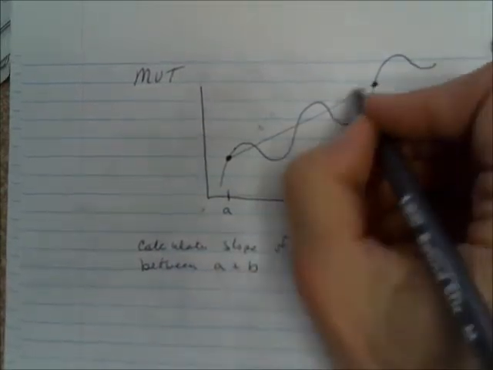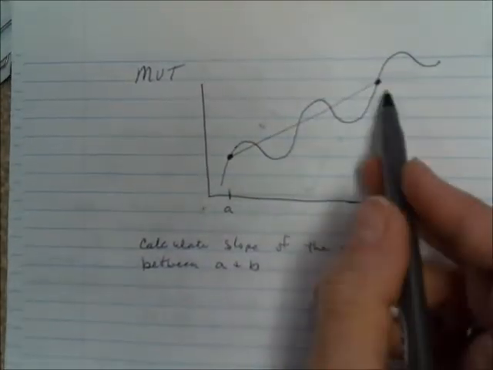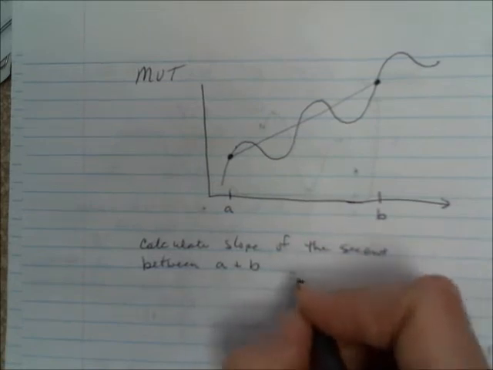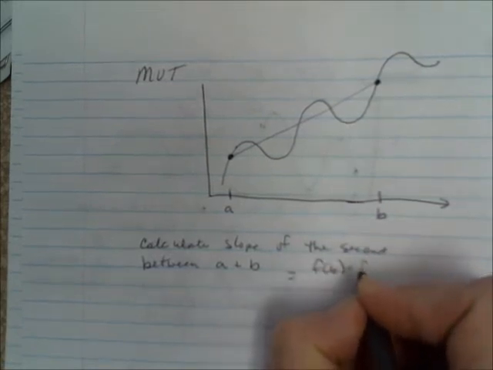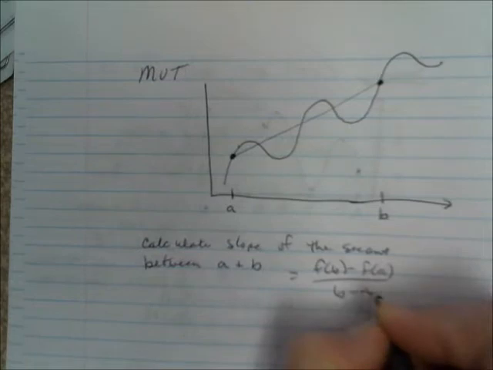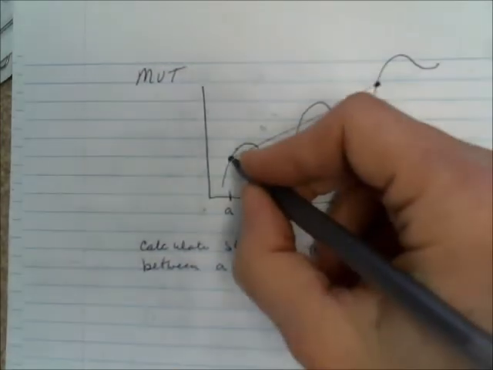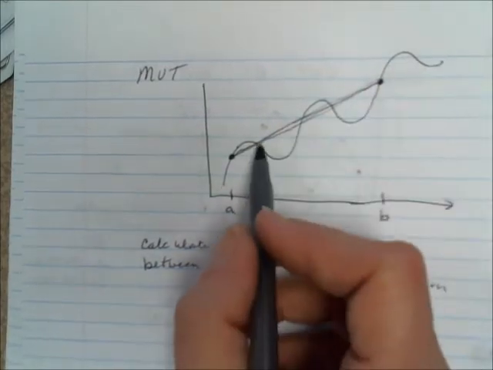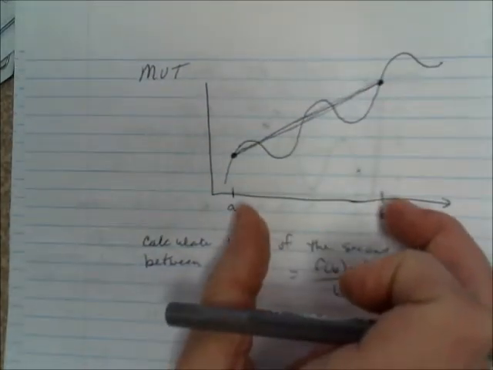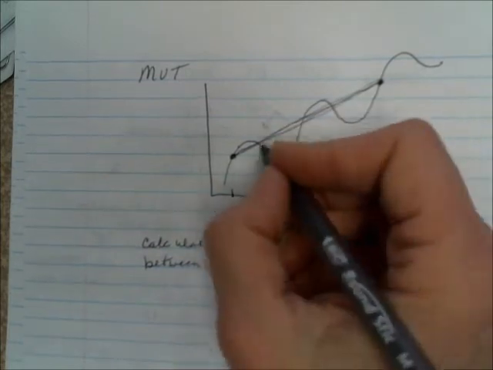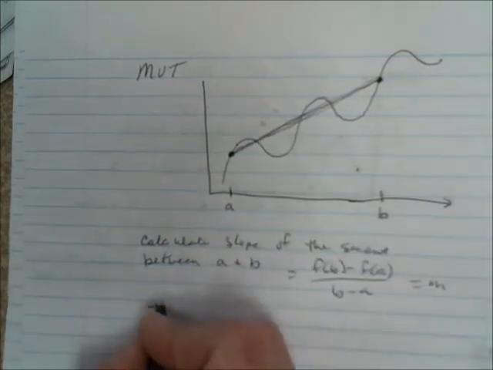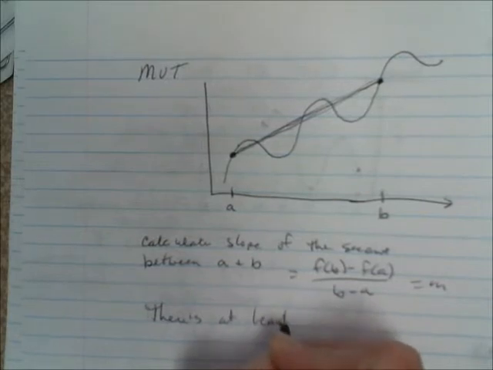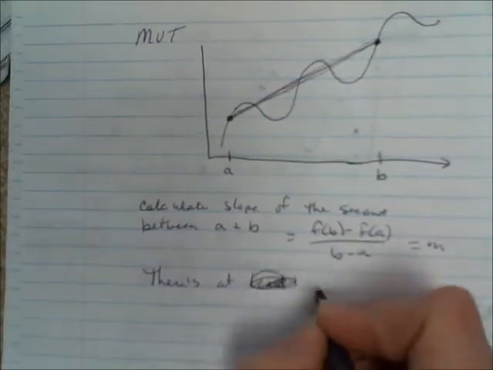So the slope of this secant is just the slope formula, y1 minus y2 over x1 minus x2, or in big boy terms, f of b minus f of a all over b minus a. That's just a slope formula. So this slope is equal to something. And the mean value theorem says there's at least one value of c in between a and b where the slope or the derivative is equal to that slope. There's at least one.